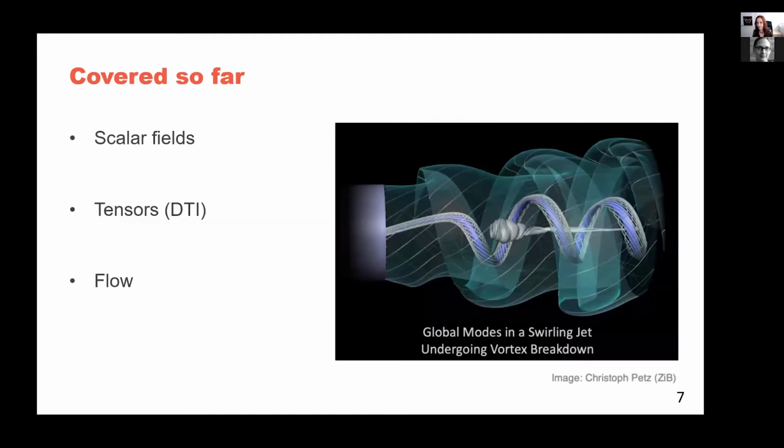So covered so far in the course is already quite a lot, right? We've seen scalar fields, which are volumes of voxels, so 3D pixels, which have a single value. That could be an intensity value if you're talking about CT images in particular. Then we've seen tensors and DTI data, where you have a full matrix per voxel. So that's a lot of information in this type of data. Anna talked more about diffusion tensor imaging.